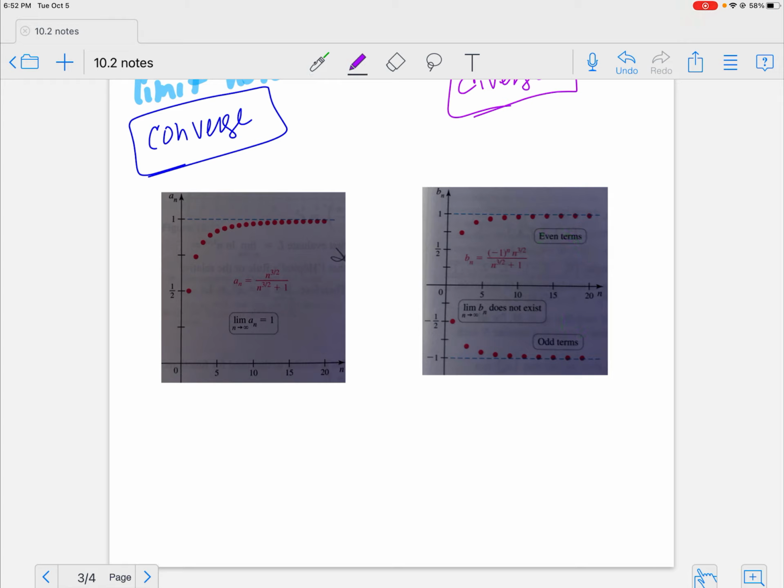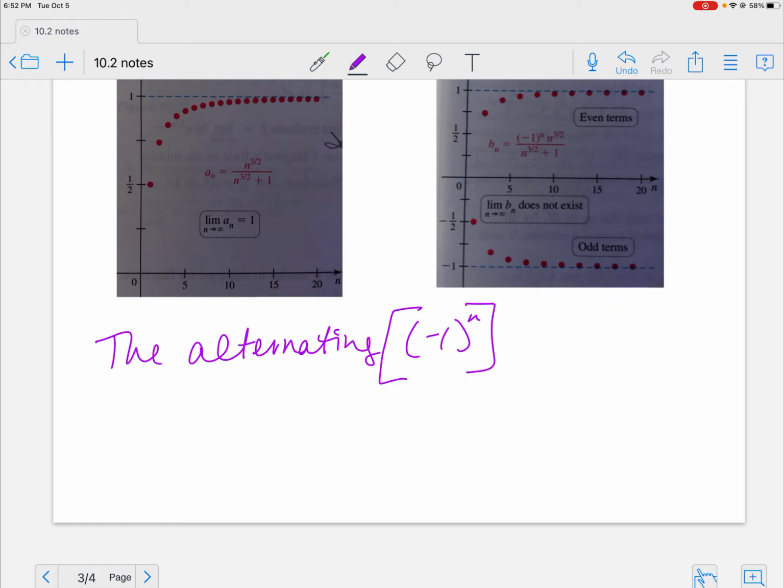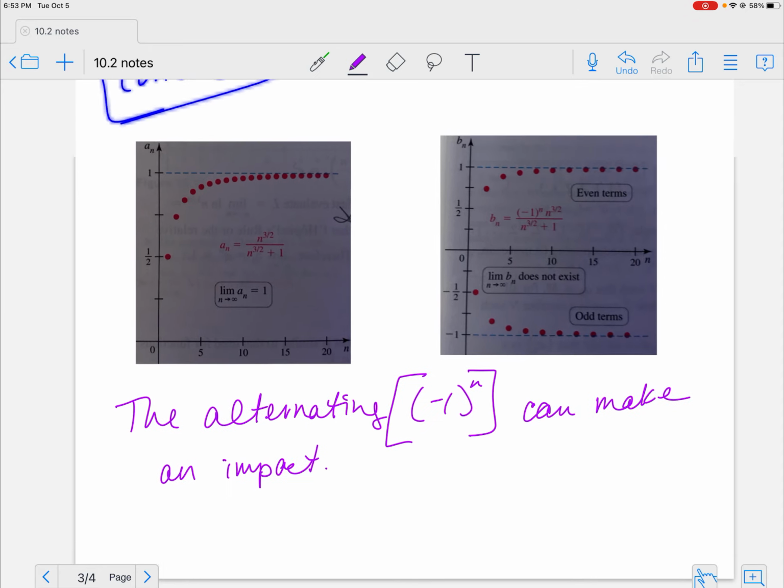Something I want to point out to you now, which will make an impact when we talk about alternating sequences or series also, is the alternating -1 to the n part of it that I'm looking at here can make an impact. So watch that alternating sequence. Notice what happens here. It messes with our positive and negative, so you just have to pay attention to that. That's the moral of that story. Okay. Cool.